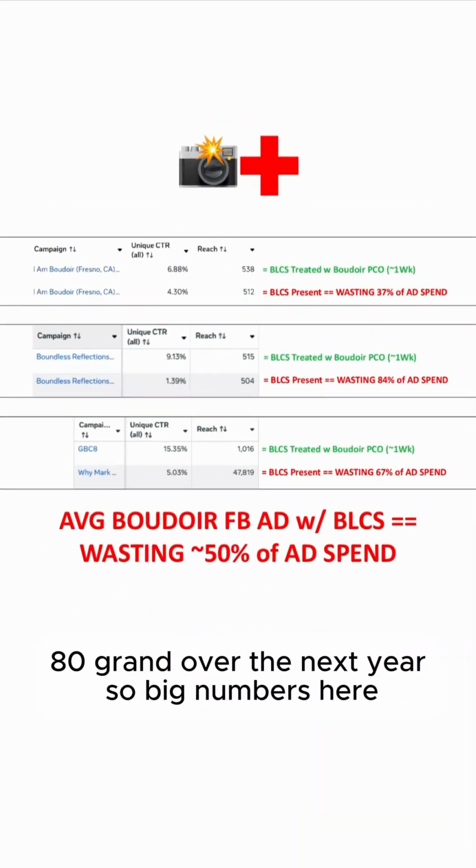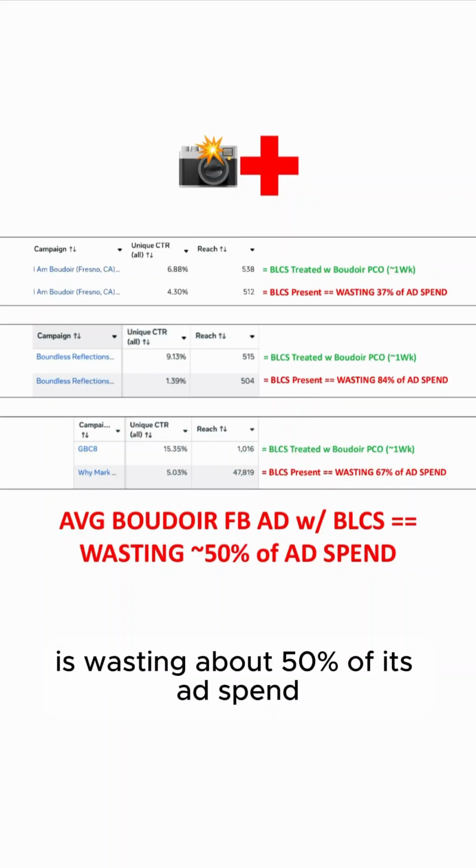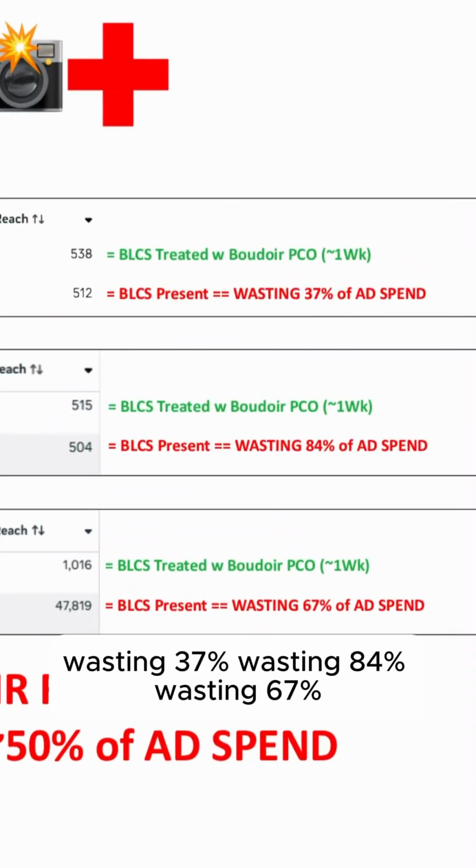So big numbers here. Now the average Boudoir Facebook ad with BLCS is wasting about 50% of its ad spend. I mean, look at the numbers right here, wasting 37%, wasting 84%, wasting 67%.